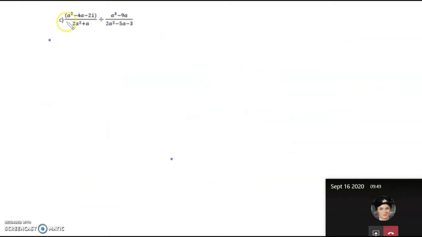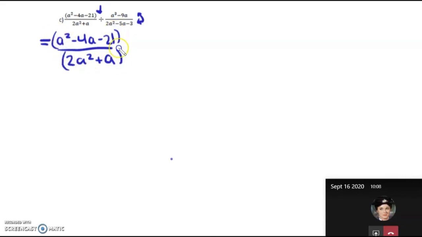Okay, last one, C. Again, this is division. So let's go ahead and flip the second fraction, okay? So rewrite a squared minus 4a minus 21 over 2a squared plus a. I like to personally bracket these. Now we're going to multiply by a cubed minus 9a over, nope, we're going to have to flip it. So 2a squared minus 5a minus 3 in the numerator, all over a cubed minus 9a.